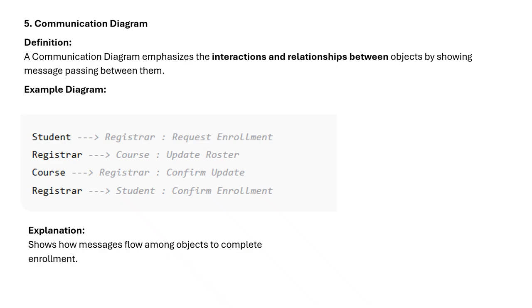The student sends a message to the registrar. It says request enrollment. That's the message that goes from the student to the registrar. Now the registrar is going to send a message to the course, which is called update the roster. The roster here mainly is like the list.